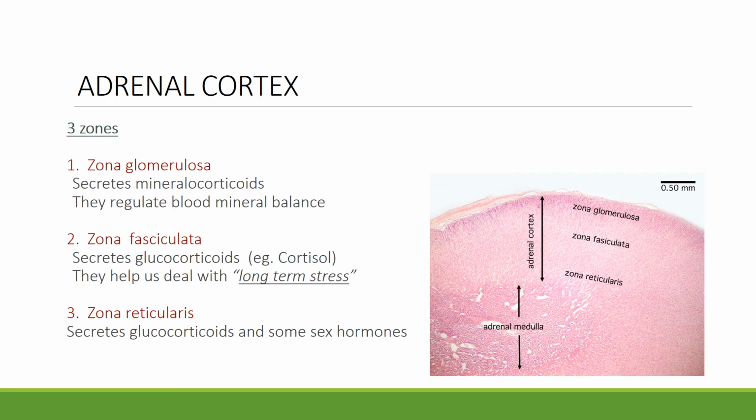The outer gland of the adrenal gland is called the adrenal cortex, and it has three zones. The first is zona glomerulosa, which secretes mineralocorticoids. The function of these mineralocorticoids is to regulate blood mineral balance. The middle zone is zona fasciculata, and this secretes glucocorticoids like cortisol. These help us to deal with long-term stress. And the third zone is zona reticularis, which secretes glucocorticoids and some sex hormones.